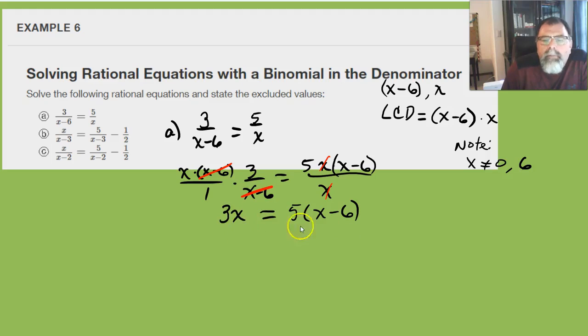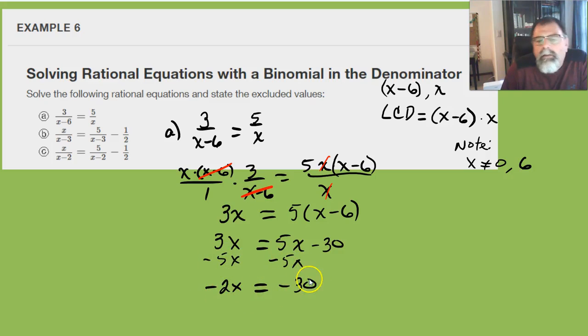Alright, so simplify the sides, so I can simplify the right side. I can distribute the 5. Now I want to get all my variable terms together on one side. So I subtract 5x, so that's negative 2x. And I want to get all the constants on the other side, which they already are. So I can skip that step. Then I want to divide by the coefficient to get x by itself.